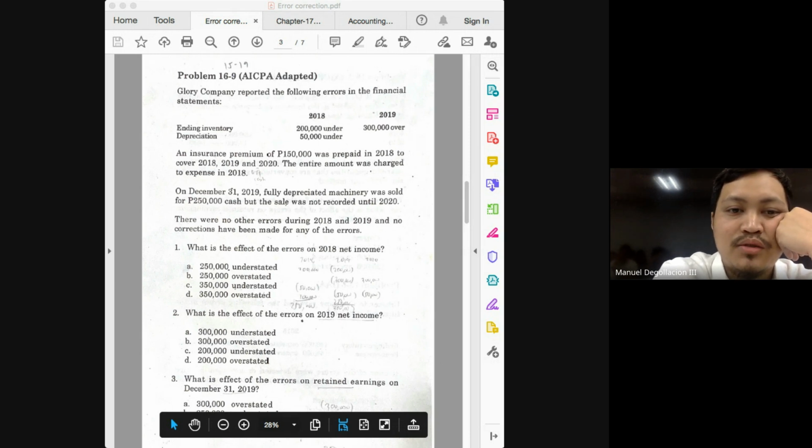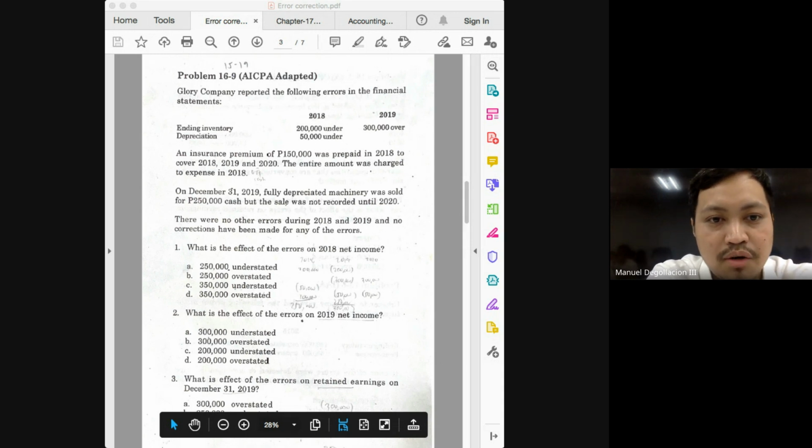And again, as prudent students, class, you should read the entirety of the problem. Proceed to the next paragraph. On December 31, 2019, so definitely this would be relevant for 2019 and not relevant in 2018. Fully depreciated machinery was sold for 250,000 cash, but the sale was not recorded until 2020. So it was only recorded in 2020, meaning delayed recording, class. But when should it have been recorded, class? It should have been recorded in 2019 because the transaction happened in 2019.